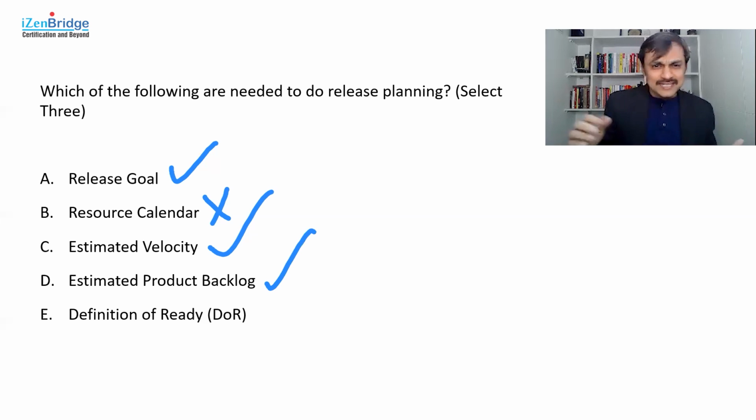Definition of ready seems to be just an outlier. You may get tempted to pick it, seeing, oh, this seems to be an agile term, let's pick it. It may not be needed. Definition of ready is more about facilitating the refinement of a product backlog over a period of time, and it's more like an agreement for the refinement purpose, but it has not much to contribute when we are doing the release planning. So release goal, estimated velocity, and estimated product backlog seem to be the good options for doing release planning.